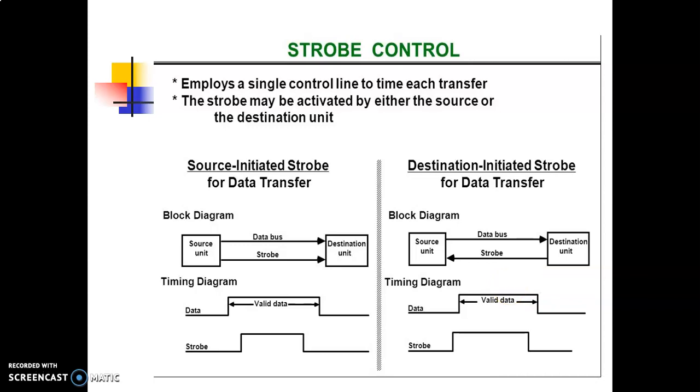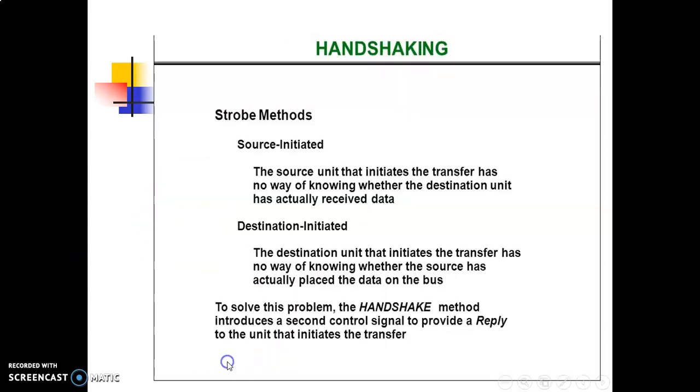The source removes the data from the bus after a predetermined time interval. Okay, so in many computers, the strobe pulse is actually controlled by the clock pulses in the CPU, and the CPU is always in control of the buses and informs the external unit how to transfer the data. Okay, so this is one example.